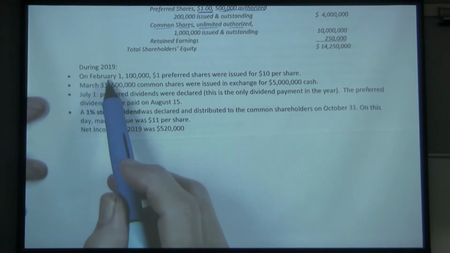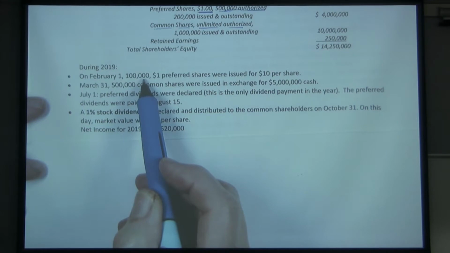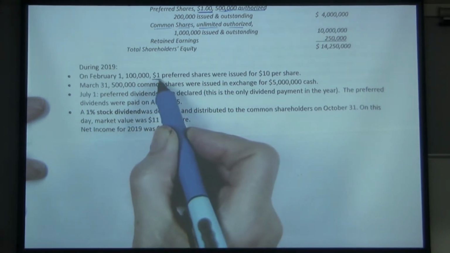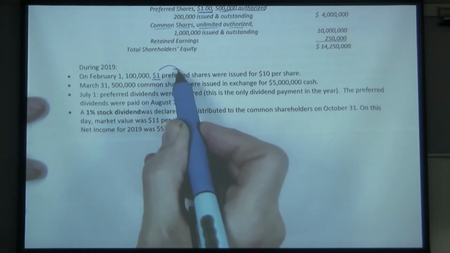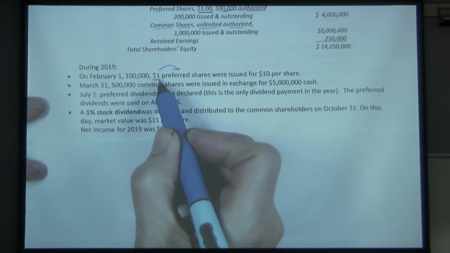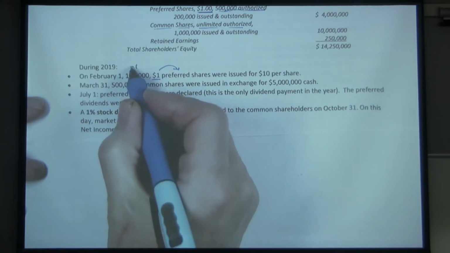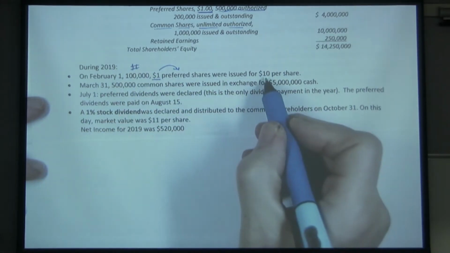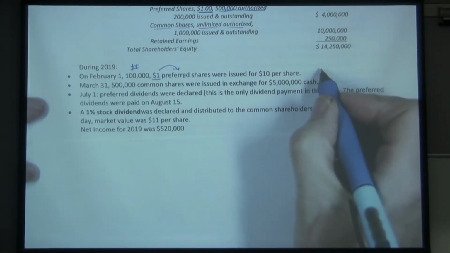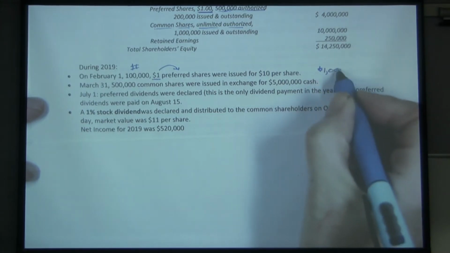The first one, February 1st: the company issued 100,000 $1 preferred shares. Again, the $1 is a description of the preferred shares, which means these preferred shares have a $1 dividend per year. We issued 100,000 new shares, so this is the number of shares, and they were issued for $10 per share. That means we are going to get $1 million for this issue of 100,000 shares.